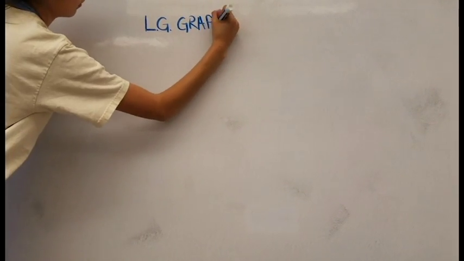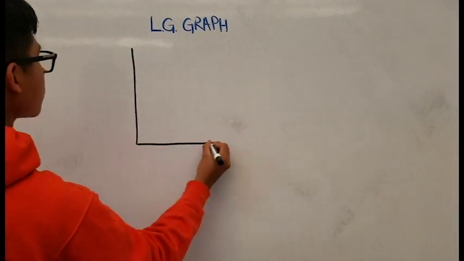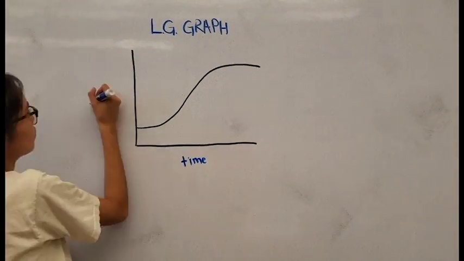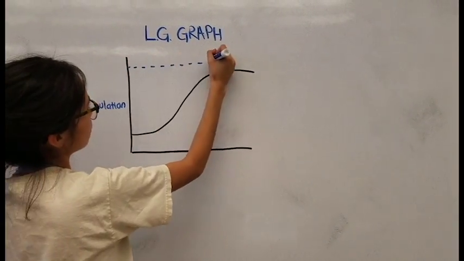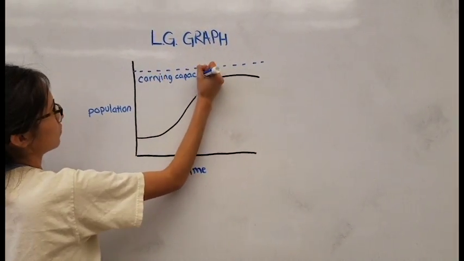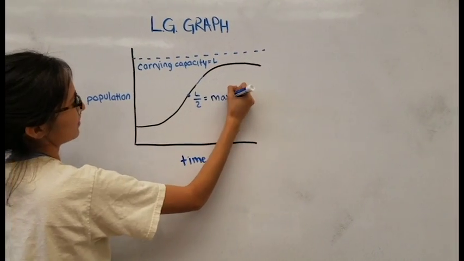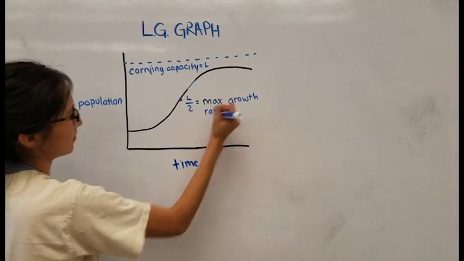A standard logistic growth graph looks like this, where the carrying capacity is a horizontal asymptote at L, the y-axis is the population, and the x-axis is of course time.